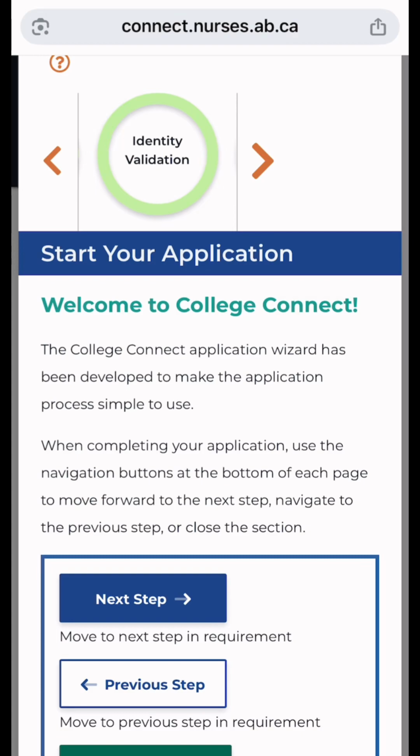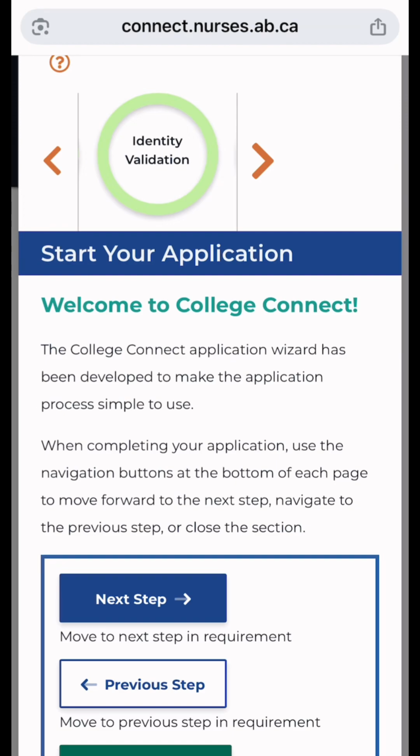So I called them to reset it for me, and they only reset it 3 times. The fourth time they told me I needed to come to the center or the CNO office to have my identity validation approved. So just make sure it's only 3 attempts.